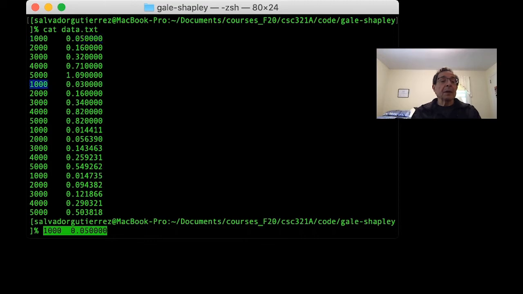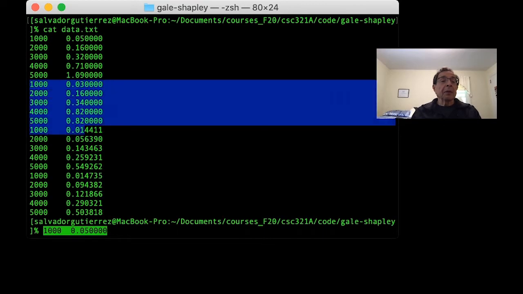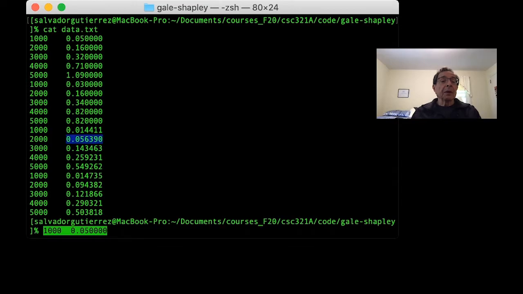Whereas the second time, we got a time reading of 0.03, and the third time, here we run the algorithm also on 1,000 elements, and we have 0.01441, so we get different times reported for input of the same size, but with different times taken because the input might be of a different nature.